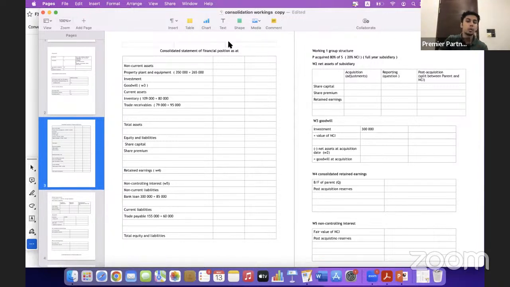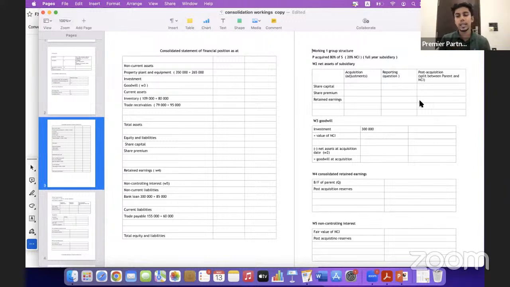Right, guys, listen. What is at acquisition? When the company was bought, how much are the balances? That's what we call at the acquisition date. What's reporting? When we are preparing the financial statements, what were the values at that time? That's what we call reporting. Reporting means when you're preparing the financial statements, what were the values?